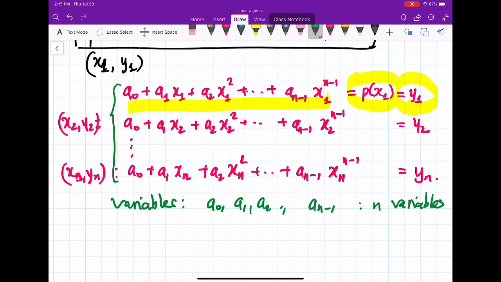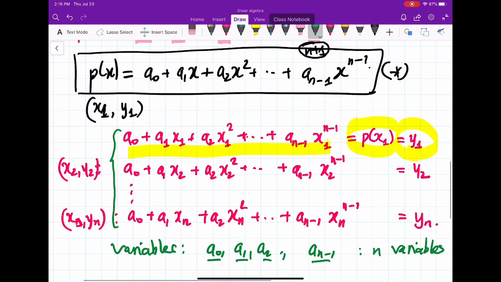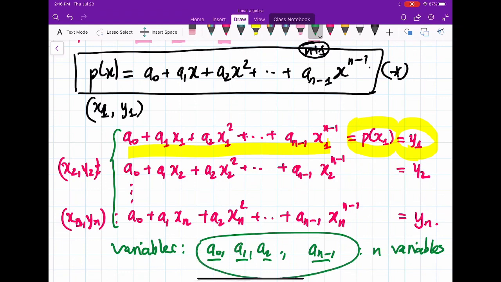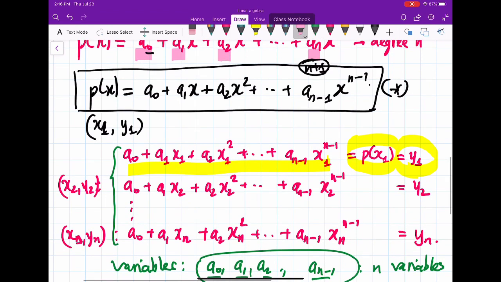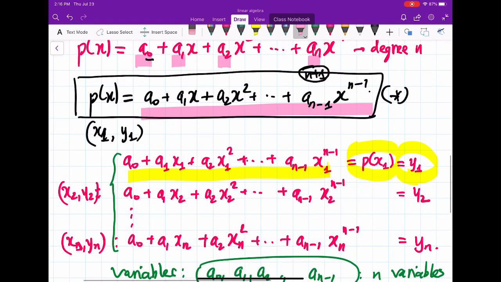And if you solve this system, and you can find a0, a1, a2, up to an minus 1, so you plug all these coefficients back here, and you get your polynomial. Okay, that is how we can solve such a problem.